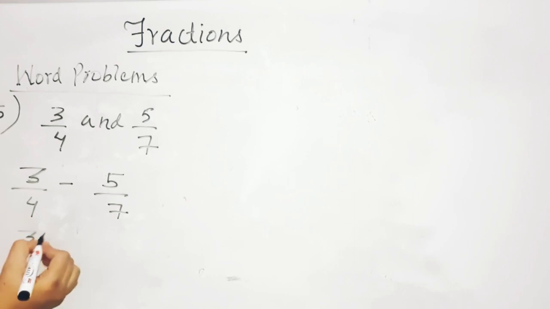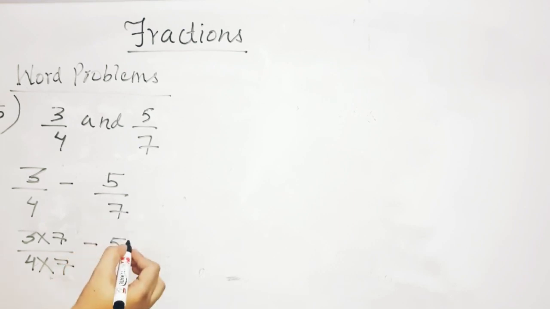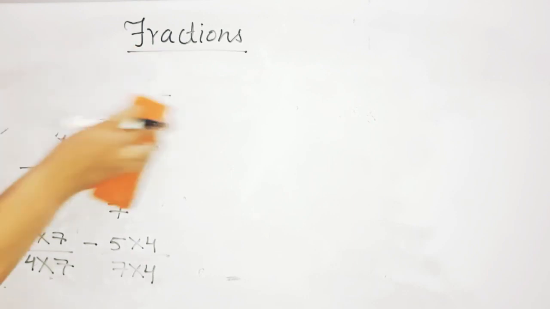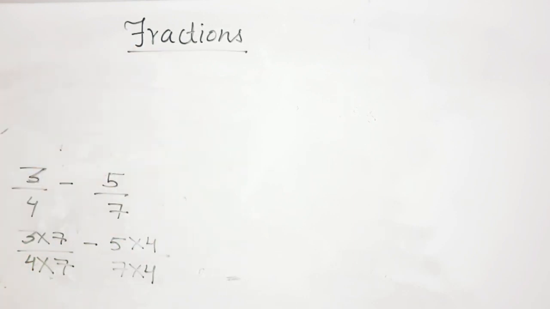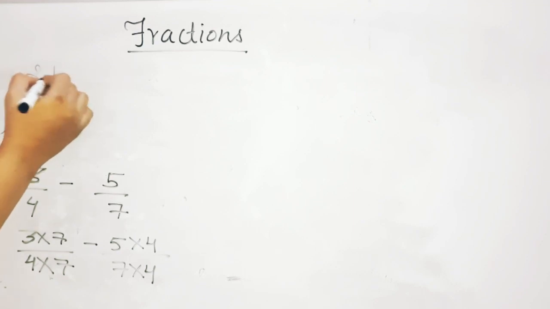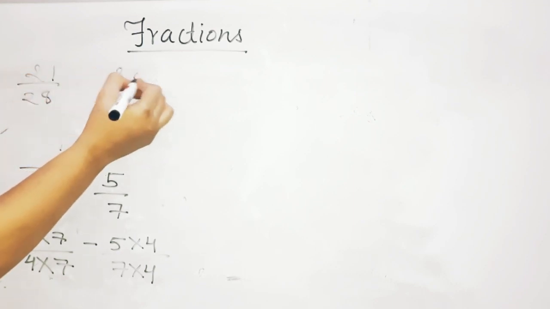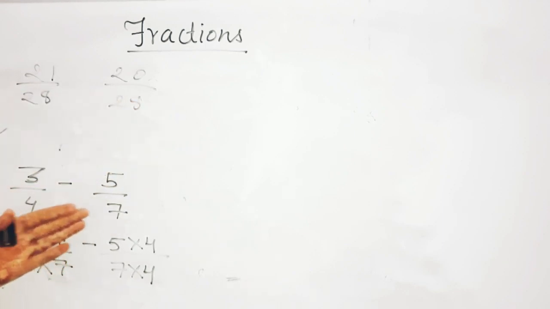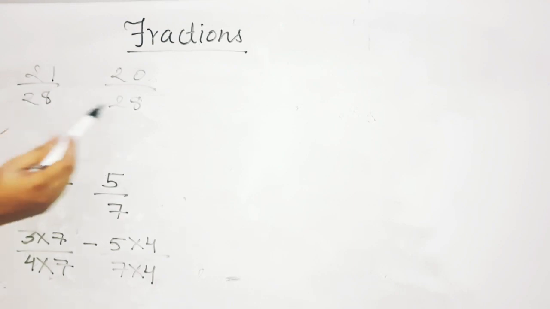So in order to make it 28, 4 has to be multiplied by 7. The same goes with the numerator. In order to make it 28, 7 has to be multiplied by 4. Now 3 7s are, now let me write the next step above so that you don't face any difficulty to note down. So the next step is 21 upon 28 and 20 upon 28. Now, as I told you, 3 upon 4 is greater than 5 upon 7 earlier also. So you can see that the denominators are same, and 21 upon 28 is greater than 20 upon 28.